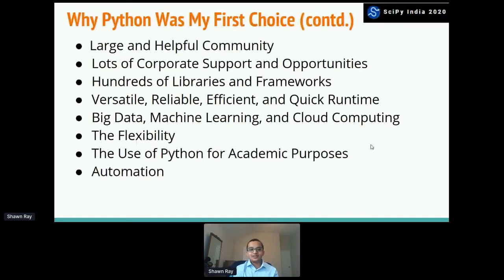Python is also a very flexible language, and the use of Python for academic purposes is on the rise. And it is believed that Python will be the language taught for computer science courses very, very soon across the globe. Of course, Python is also very, very good for automation and is a renowned language in the field.